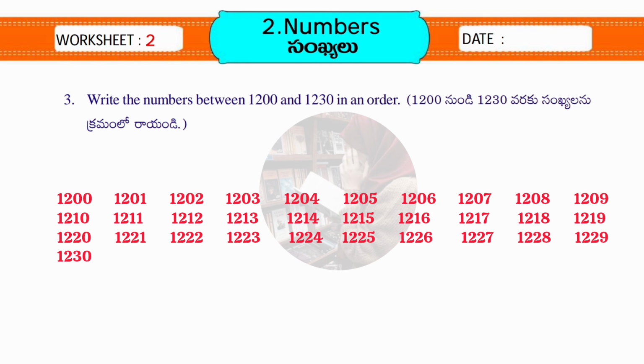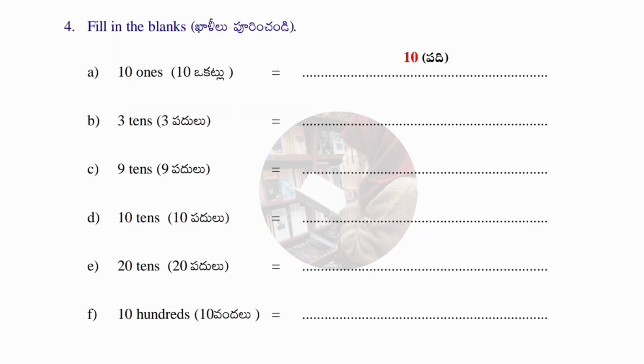Got it? Now we'll move to the next question. The fourth question is fill in the blanks. Here we have 6 blanks. 10 ones is 10. The second one is 3 tens. 3 tens is 30. Next, 9 tens is 90. Next, 10 tens is 100. Next, 20 tens is 200. Next, 10 hundreds means 10 into 10, our answer is 1000. Got it? It's nothing but multiplication. Please write it down.